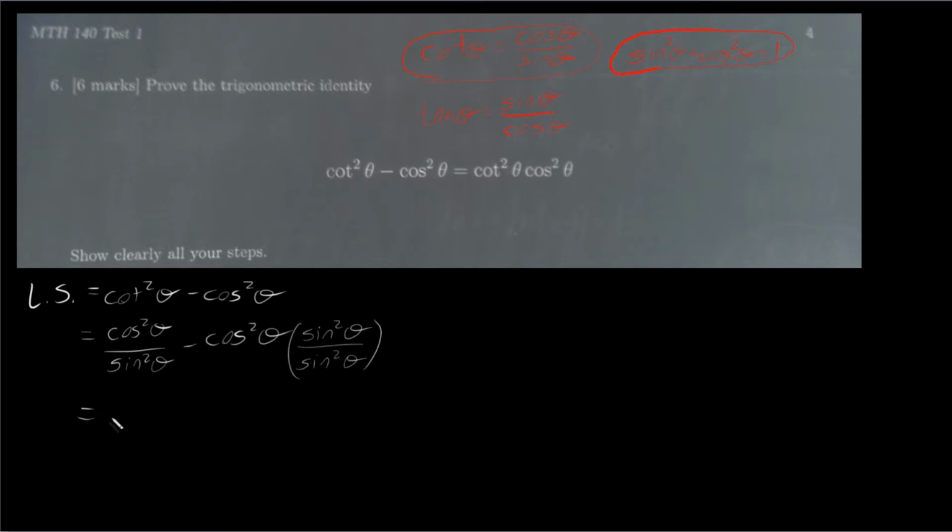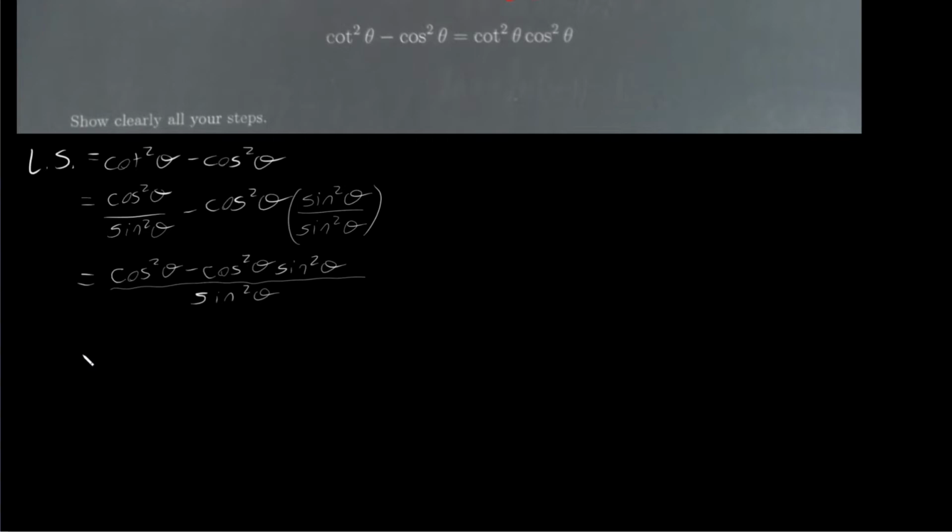So we can express this next line as cosine squared theta minus cosine squared theta times sine squared theta, all divided by sine squared theta. Okay, so now let's factor out one of these cosine squared thetas. So we'll have cosine squared theta, and then in brackets we'll have the rest of this numerator, what's left of it after dividing by cosine squared theta.